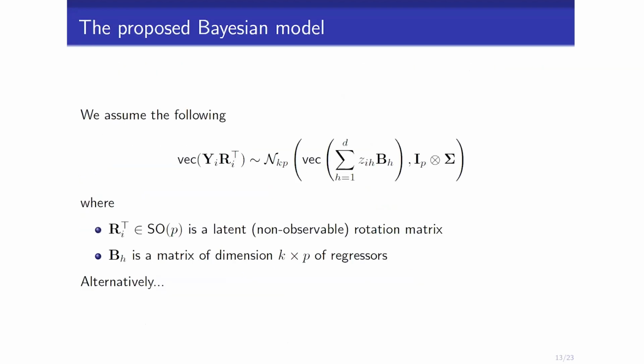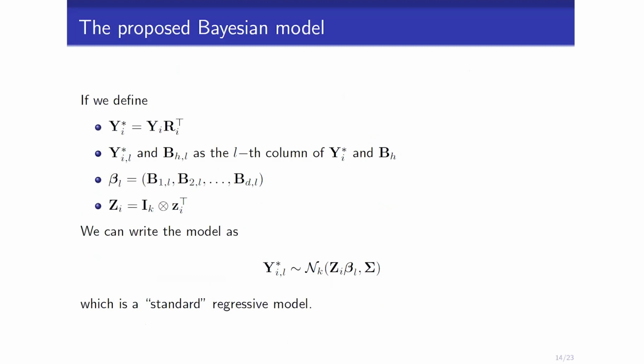What we say is that the data, the size and shape multiplied by a rotation, is normally distributed. This is kind of like before, but we can rewrite this distribution more easily. We can say that this Y star L, column L of the matrix, is the multiplication between the size and shape and the rotation. So we take the size and shape, we multiply by the rotation, we take one column, and we say that this column is normally distributed with some covariance sigma. And this is basically a regression, where the regressors depend on the column. So each column has a different set of regressors.